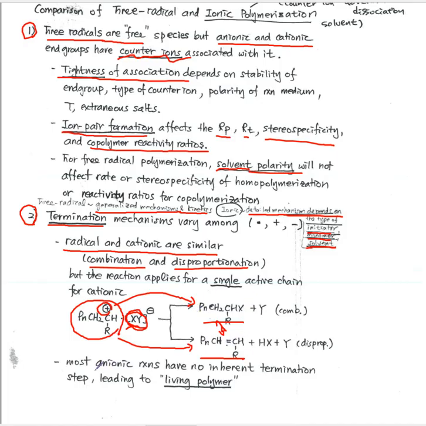On the other hand, anionic polymerization has no termination step. When you start anionic polymerization, unless you purposely put in some additional materials to stop the reaction, the anionic polymerization does not stop. That's why we call it living polymerization. We'll learn about this in more detail later when we learn about anionic polymerization.